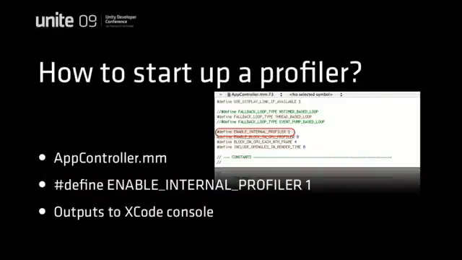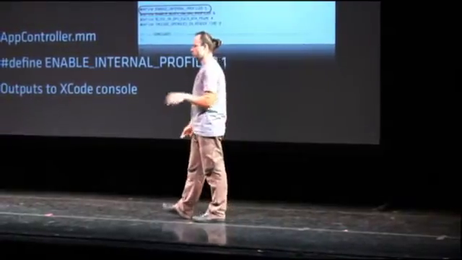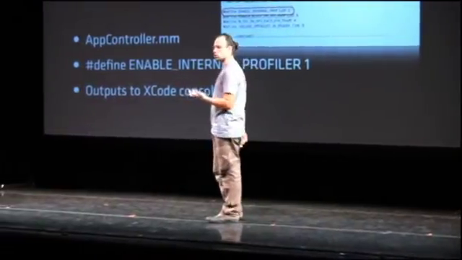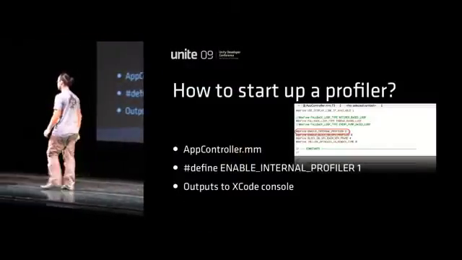So how to start up that profiler? You just go to the app controller and you change the define from 0 to 1, enable internal profiler. And then once you run the game, you open the Xcode console, and every 30 frames, the game will dump some information into this console window. You need to learn how to understand this information in order to be able to optimize efficiently and find the bottlenecks. So that's what the internal profiler is spitting out every 30 frames.